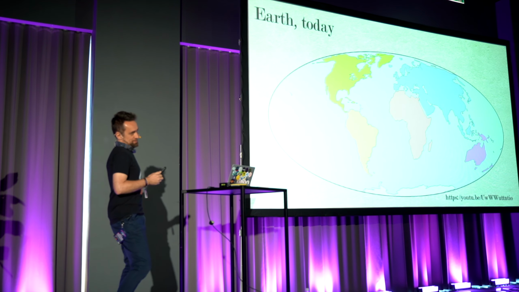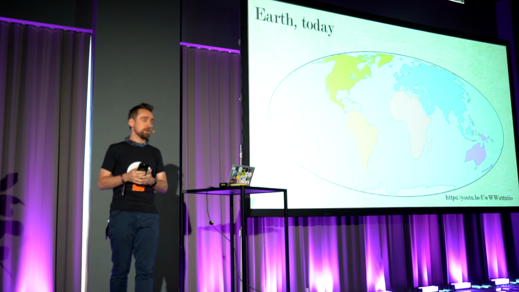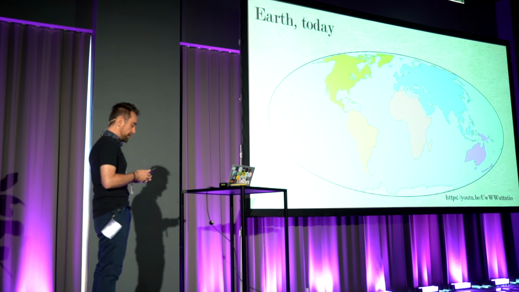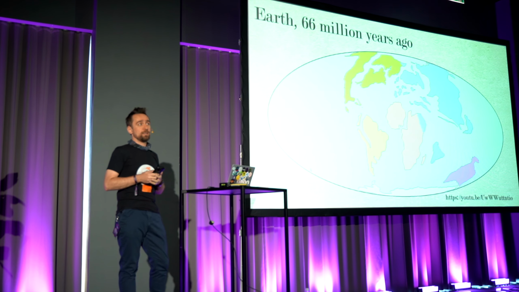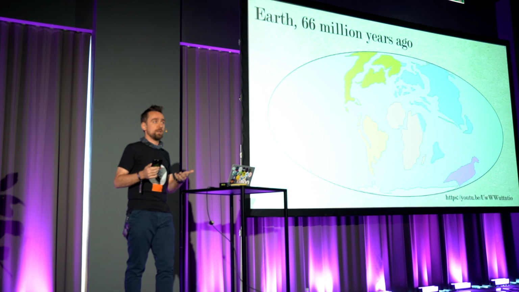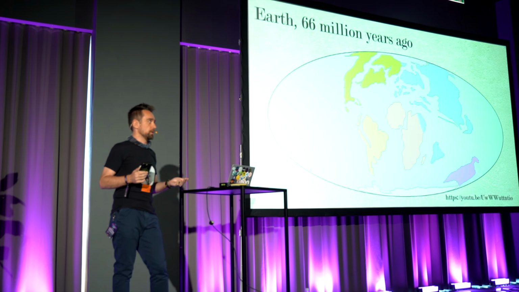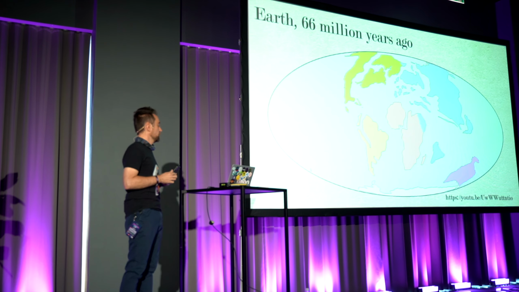So here's Earth. You can see continents colored so that you can still recognize them. When we move back 66 million years, at that time, the Alps did not exist yet. That orogeny has not happened yet. So Switzerland would have nowhere to be, because the mountain range was nonexistent.